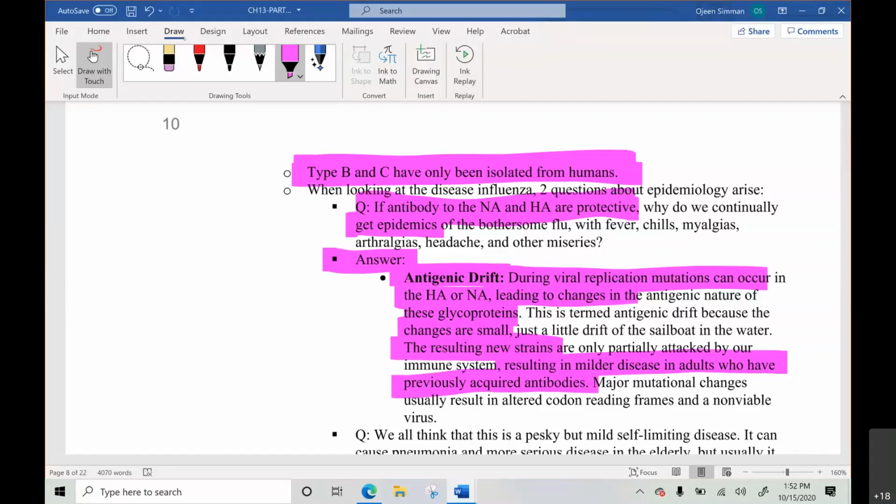So this is happening in somebody who has had antibodies to the influenza virus, but they develop mild symptoms. You know how you still get sick a little bit? Sometimes you get the flu shot, and then a month or 2 months after, you feel a little bit sick. This is the reason why: antigenic drift.